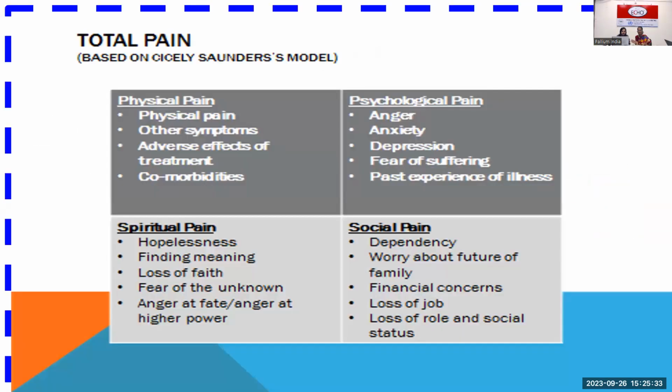No, go back. See, this is something from the pain point of view. We saw the definition. In the definition itself, you have seen what all the components are. So in this slide, it is given in a little more detail. What are the aspects you all have to think of?